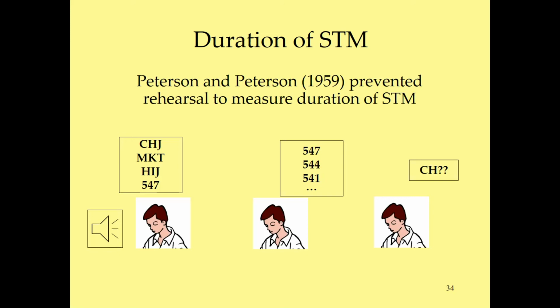But what if we don't rehearse it constantly? That's what Peterson studied back in 1959 with an experiment that they did in order to measure the duration of information in short-term memory. So they showed people letters like you saw before, and then the person was distracted by having to subtract numbers mentally. So the math task was to keep them from rehearsing those letters that they had seen on the screen.